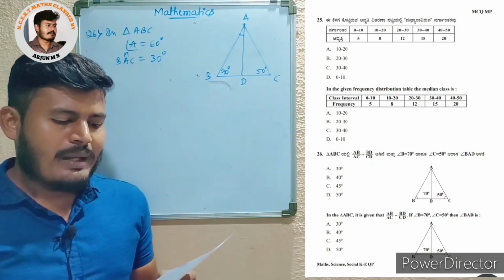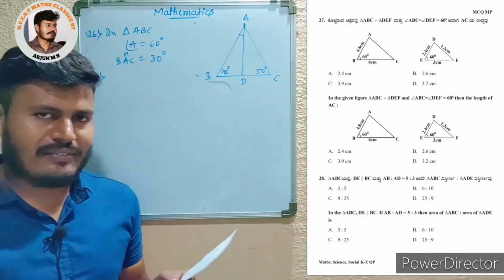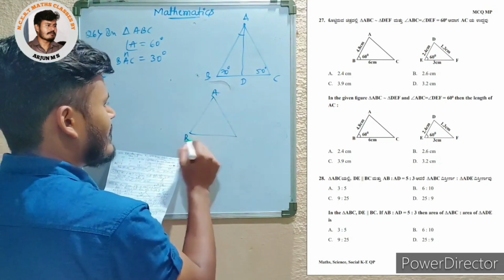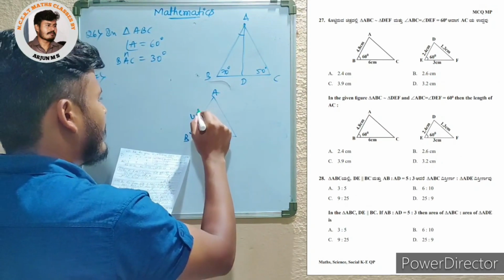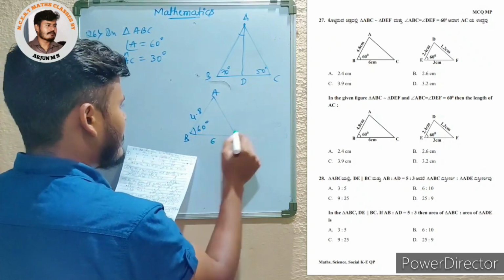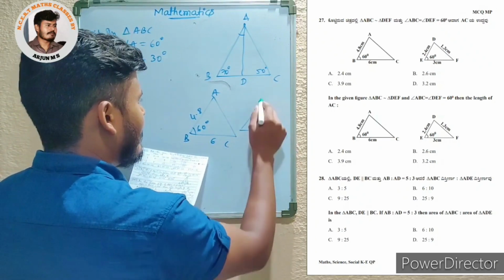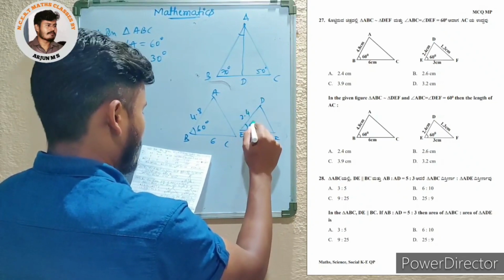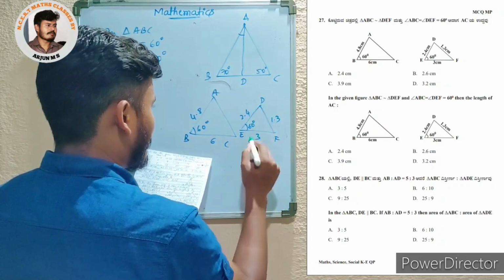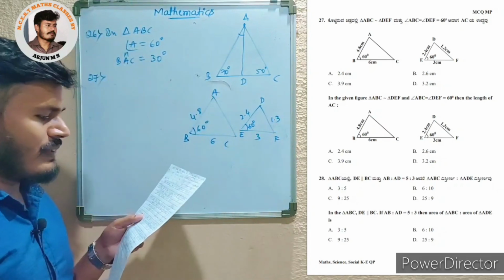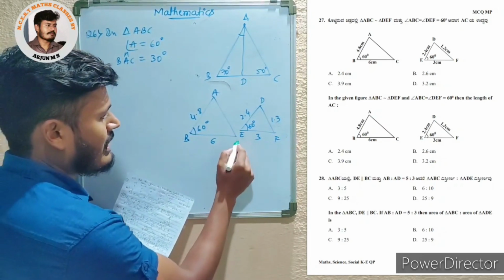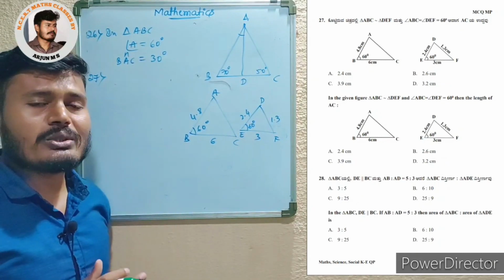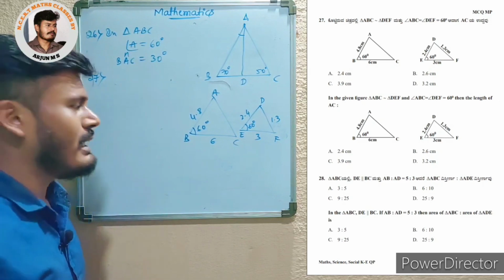In the given figure, triangle ABC is similar to triangle DEF. They have given one figure here. ABC: observe here 4.8, 60 degrees and 6 centimeters, and consider DEF also: 2.4, 60 degrees and 1.3 and 3 here. We have to find the value of AC here. How can you find the value of AC here? By using the basic proportionality theorem, we can easily find AC here.